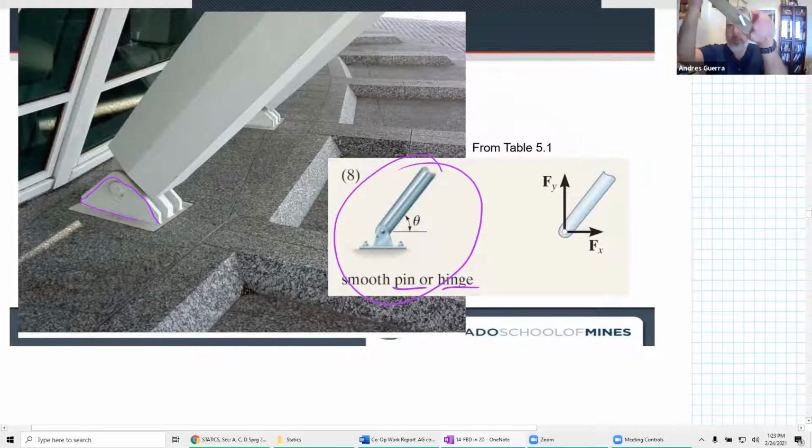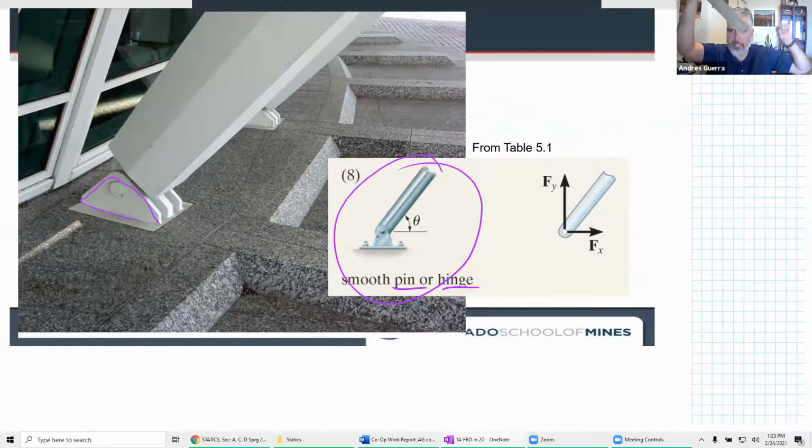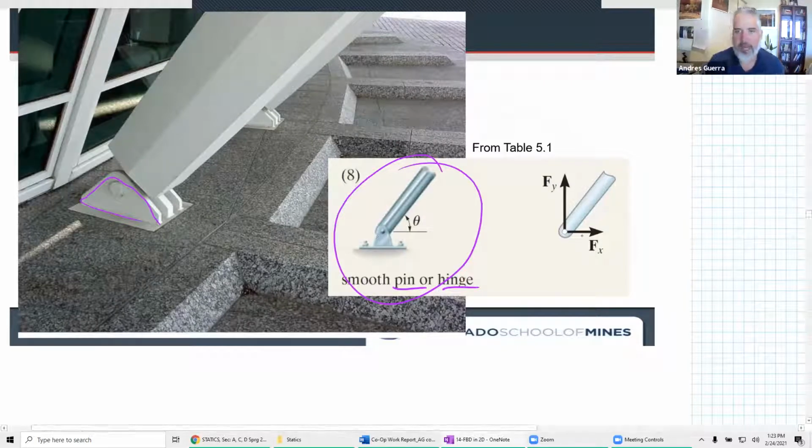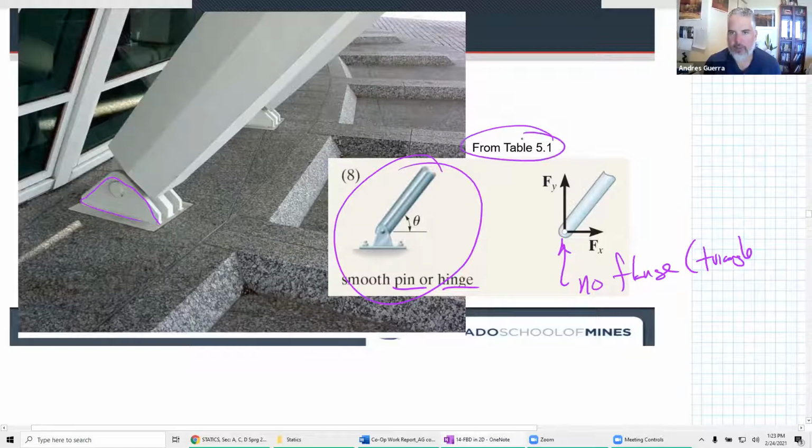When we draw FBDs, remember we're separating from the rest of the world, so I would take the pin out like that. What would I have? Just a rigid object, and I would draw this with an Fx and an Fy. Notice there's no flange anymore, that triangle thing. This is from Table 5.1 of your textbook.